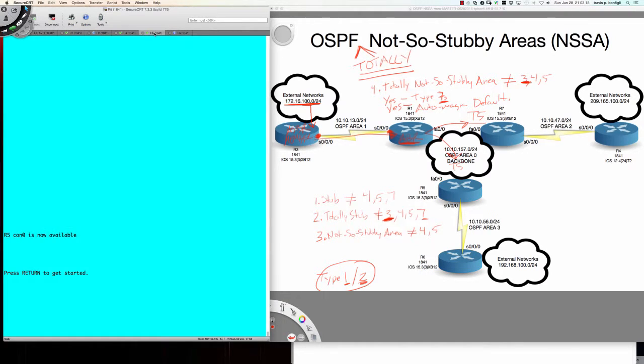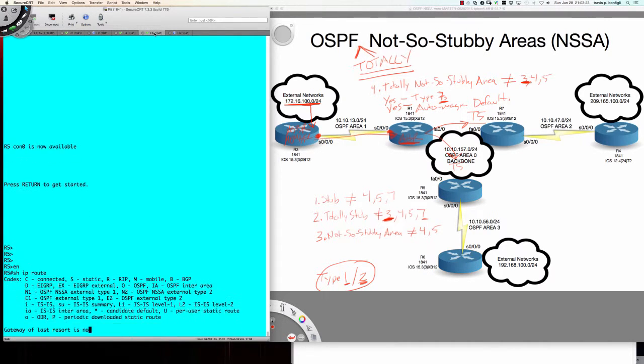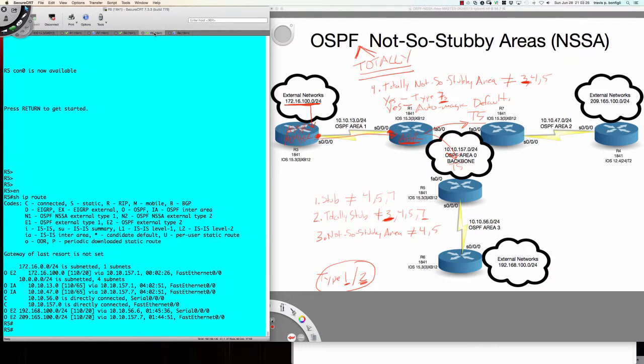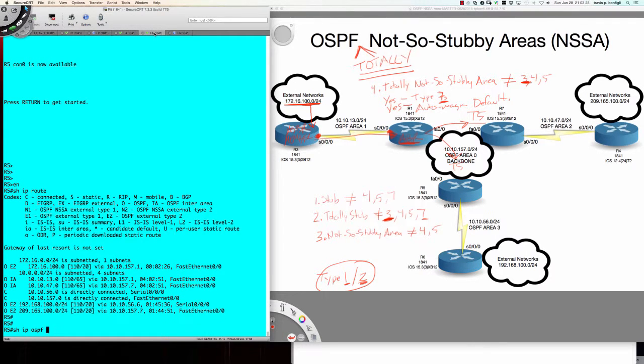What about router 5? Let's check them all out here. So router 5, show IP route. Yep, sees the 172 as an OE2, show IP OSPF database.